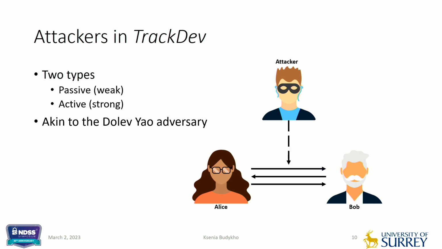So our strongest attacker is akin to a Dolev-Yao adversary. This means that the active attacker works on the following aspect of perfect cryptography. So the cryptography of the protocol is perfect and cannot be broken in any way. So the attacker is unable to read the encrypted messages unless they have the necessary key.